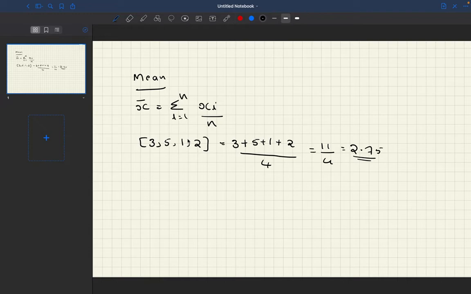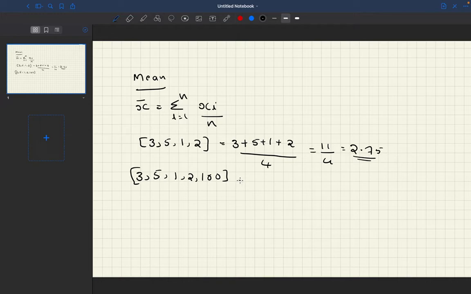Calculating mean is very simple, right? But the problem is that mean is influenced by outliers. Suppose we have another data set, say 3, 5, 1, 2 and 100. See, this 100 is different from all the other data in this set. So we will call it an outlier. We will discuss more about outliers in the coming videos.